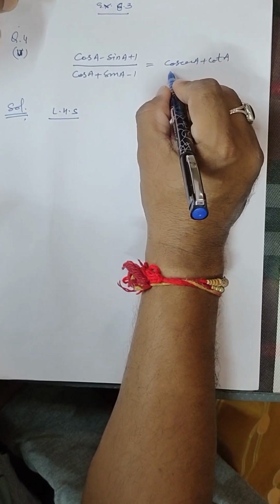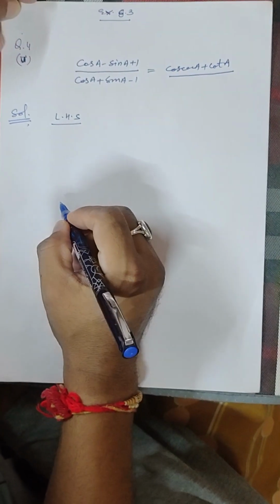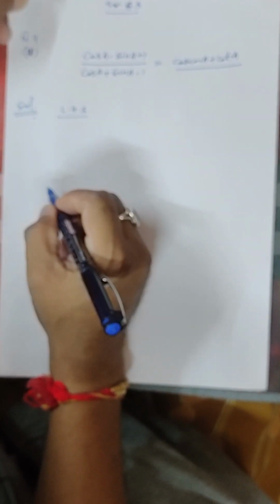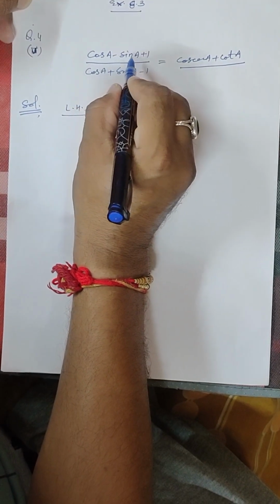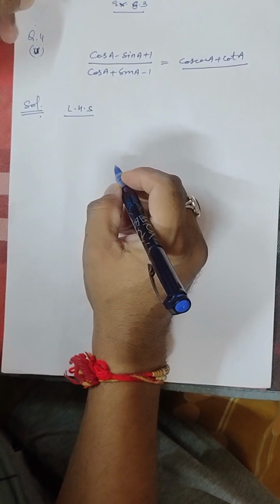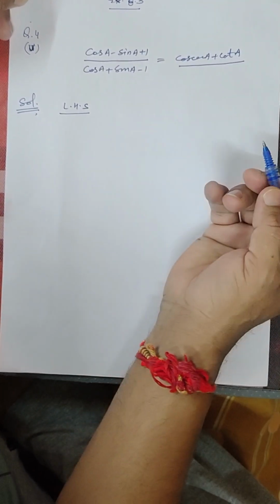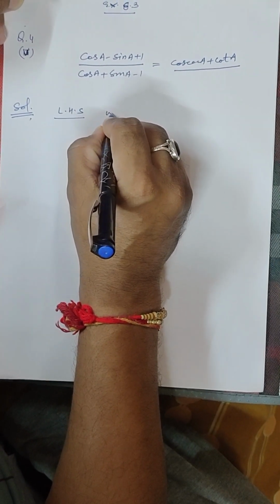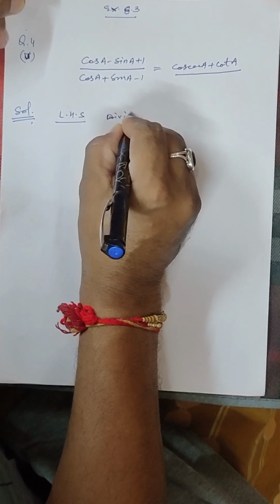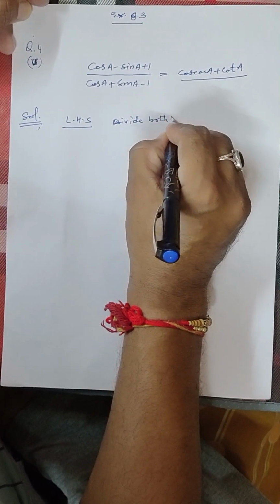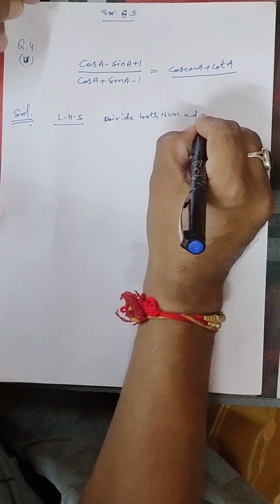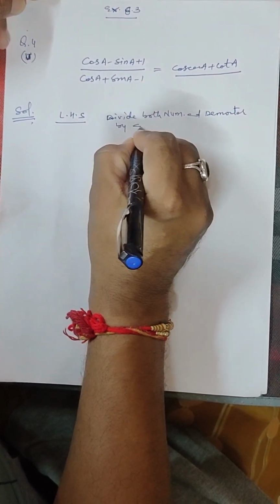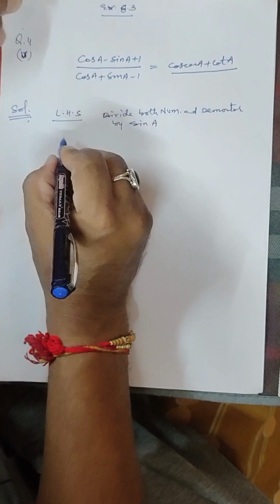but you have to see RHS. You can see in RHS you require cosec A plus cot A, but here we have cos A minus sin A plus 1. Now what to do to get cosec A plus cot A? What we will do, we will divide both numerator and denominator by sin A.